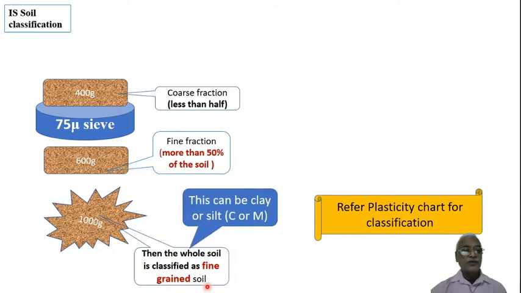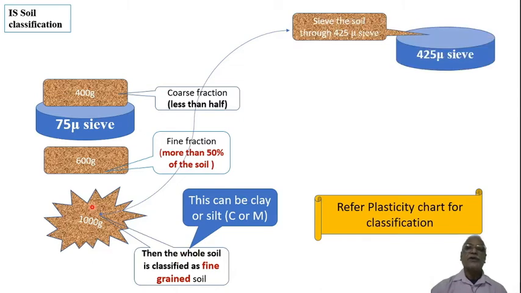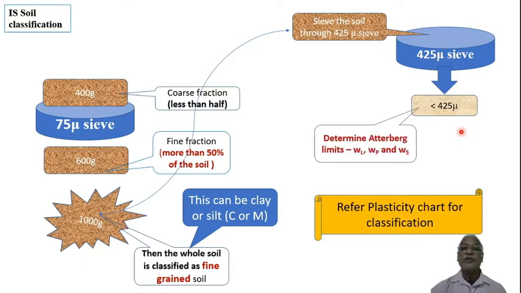Now, in fine-grained soils it can be clay or silt, because in fine-grained soils we have names like clay, represented by C, and silt, represented by M. So it can be either C or M, that is, clay or silt. Now what you have to do is take this soil sample and sieve it through 425 microns. Whatever passes through 425 microns will be taken for determination of Atterberg limits.